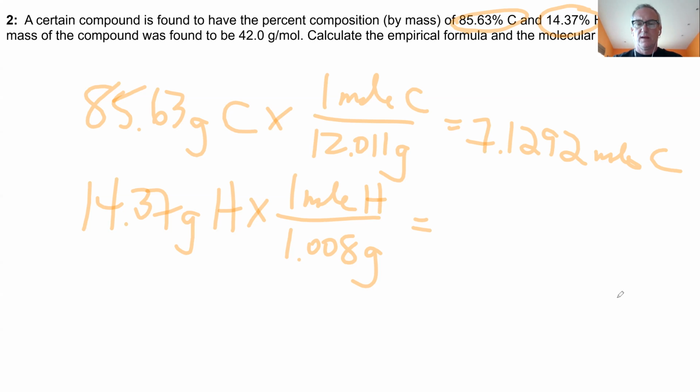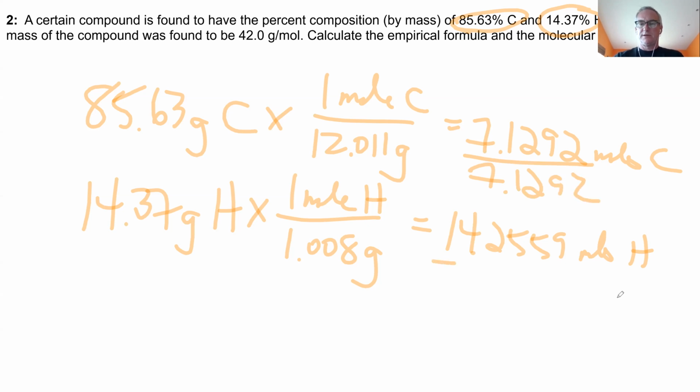That is 14.2559 moles of hydrogen. So now we have two really long, complicated numbers. How are we going to find the simplest ratio between them? Divide by the smallest number. And our smallest number is 7.1292. So we're going to divide both of them by that. So that gives us 1 carbon.